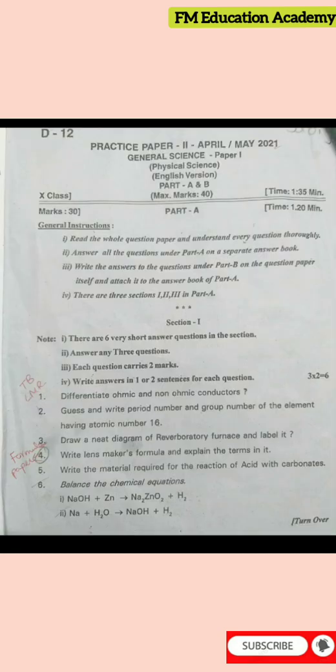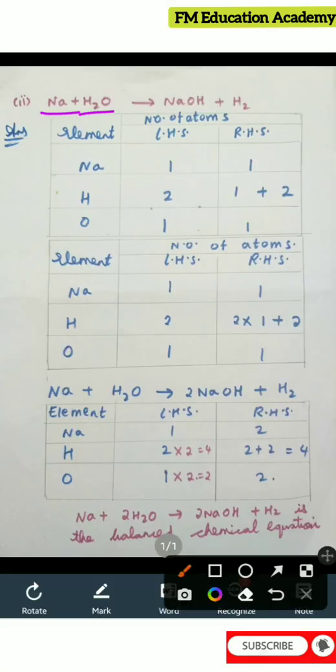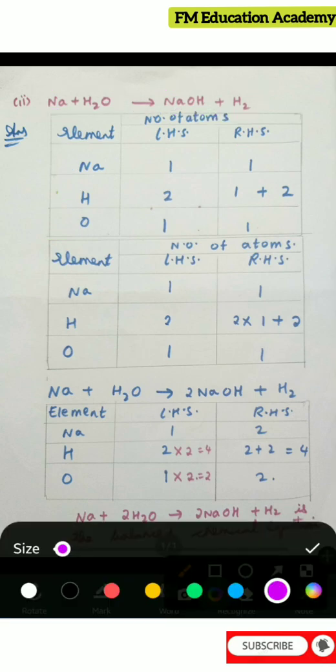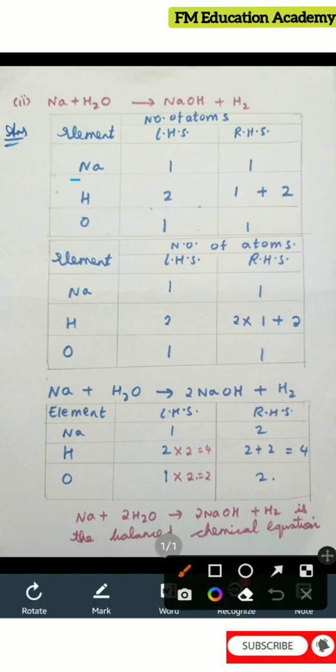The question is balance Na plus H2O giving rise to NaOH plus H2. Write the elements Na, H, O. Write number of atoms on LHS and RHS. This is known as LHS, this is known as RHS, as we know. So here, how many atoms are there for sodium Na? One atom is there, so write down 1. Here also one atom of Na.